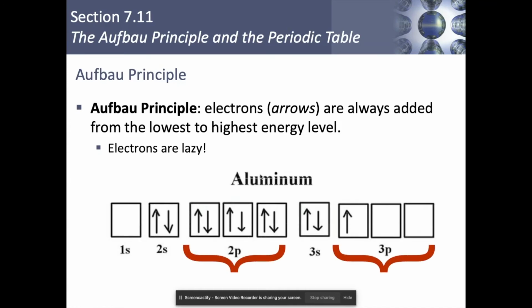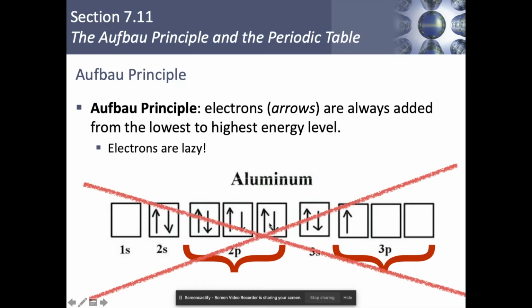So for example, if we have these boxes with these arrows in them, 1s, 2s, 2p, 3s, 3p, notice that these 3 boxes represent the 2p orbital level, because once again, remember, we can fit up to 6. So if we can fit up to 6, these 3 boxes must represent the p orbital level. We can't skip boxes. So in other words, this is totally and completely incorrect if you're trying to follow the Aufbau principle, because you have to start adding arrows to the lowest energy level before you can move up to a higher energy level, okay?